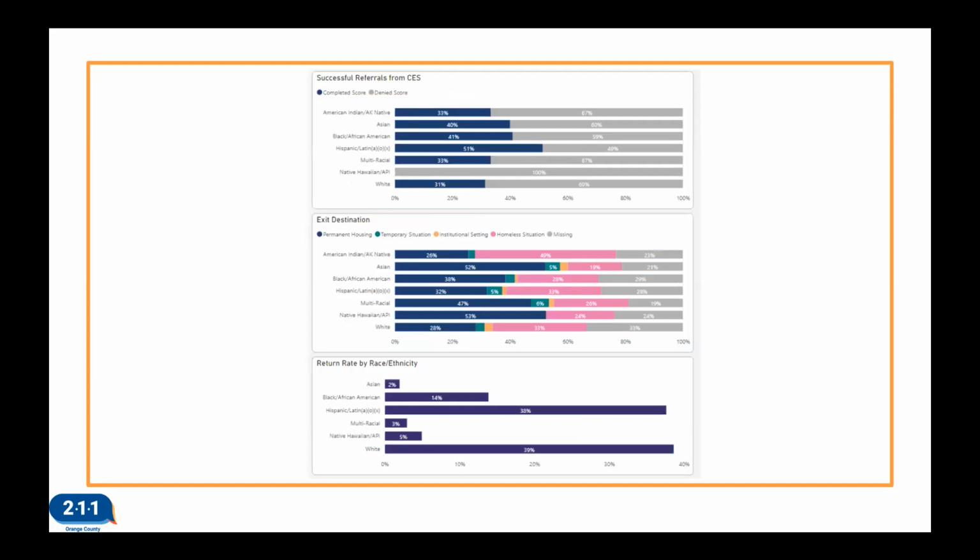Successful referrals from CS. Our goal is 50% or greater to have successful referrals. The overall average is 33%, and it is slightly skewed due to the 0% from Native Hawaiian, Asian Pacific Islander. For Hispanic Latino, we are reaching our threshold goal, while for the other race groups, we are falling a bit short.